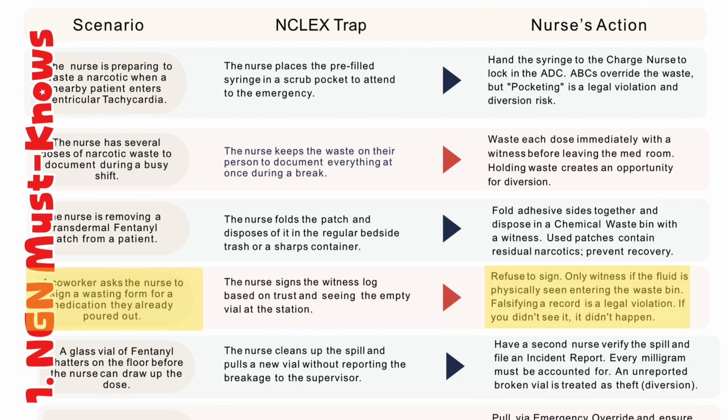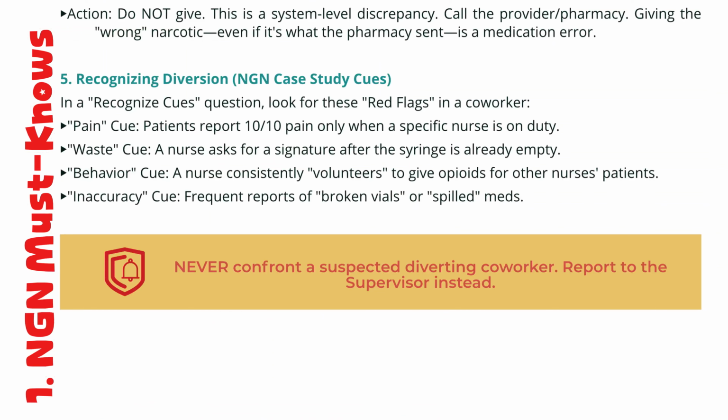Learn to recognize diversion red flags in a coworker, since this shows up in Next Gen case studies. A patient reporting pain only when one specific nurse is on duty, a nurse asking for a co-signature after the syringe is already empty, or someone who consistently volunteers to give opioids for other nurses' patients. Never confront a coworker you suspect is diverting. Report it to the supervisor instead.